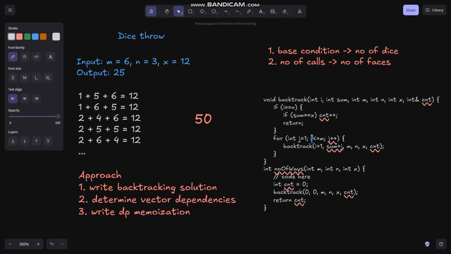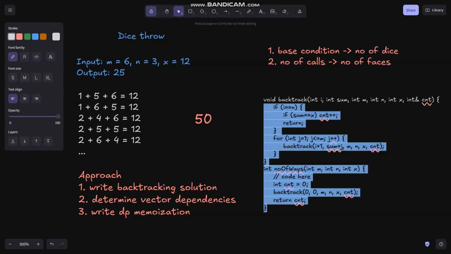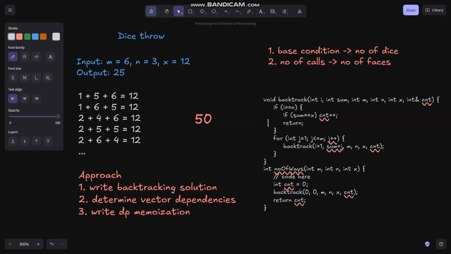So we added this to the sum. Sum is basically holding the sum of all the previous dices, the top faces of the previous dices, right? And these are normal arguments that are given in the question, and we are having a count variable. So this is a simple DP solution that works, but the only problem is that it gets TLE, right? It is a correct solution, but it gets a TLE. So we have to further optimize it.